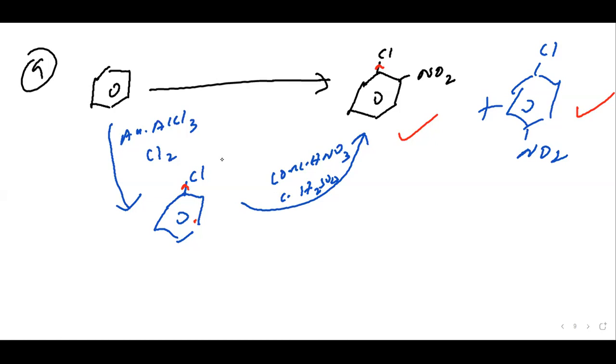Is that clear, everyone? So chlorobenzene is an ortho-para director, that means you get the ortho product as well as the para product both. Even if they give this one as the product, it is the same route.